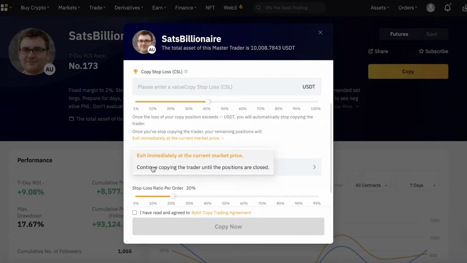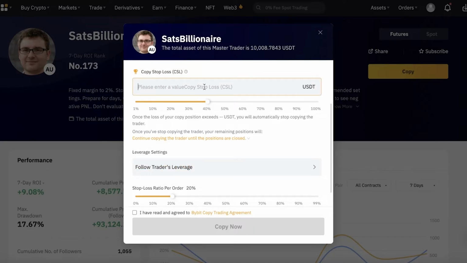A lot of people wonder, what does continue copying the trader until positions end? Didn't I just say that it's to stop the trading position as soon as you've lost a certain number of dollars? Well, with a copy trader, they're not just going to put in one trading position for you. They're going to put in multiple different trading positions, especially in the futures market. People often like to use futures grids, so they will be creating trading grids, and within those grids, you will have multiple different positions. So I would recommend that you continue copying the trader until the other positions are closed, and you can enter how much loss you can bear. So you just enter the potential loss that you can bear.